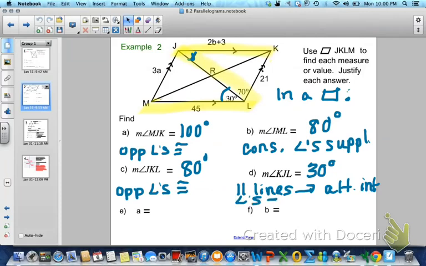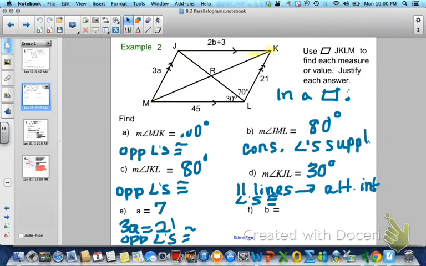The last two examples we're going to deal with the sides. So if I wanted to figure out what A was, notice that the opposite sides are congruent in a parallelogram. So I can make an equation that says 3A equals 21. And that is because opposite sides are congruent. And if I solved that by dividing by 3, we would get A equals 7.